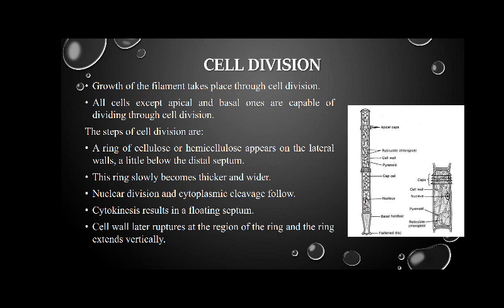And the reason why this cap cell is formed in every dividing cell is the peculiarity in cell division. All cells except apical and basal cells are capable of division. During cell division, first a ring of hemicellulose appears on the lateral wall, and the ring slowly becomes thicker and wider. Next, nuclear division and cytoplasmic cleavage occur, and cytokinesis results in a growing septum, and the cell wall then ruptures at the region of the ring, and the ring extends vertically.